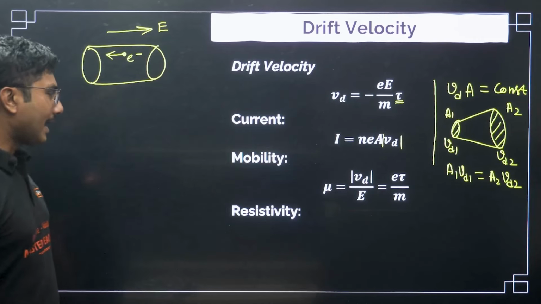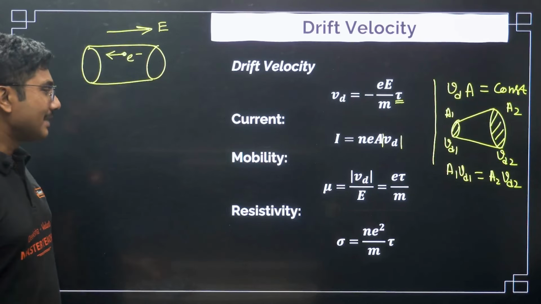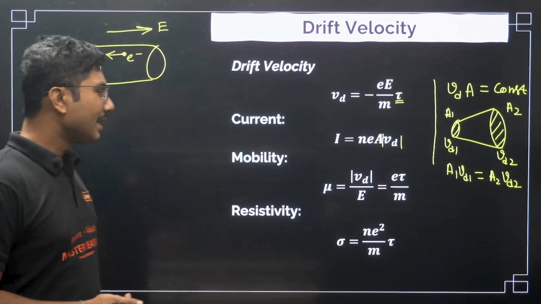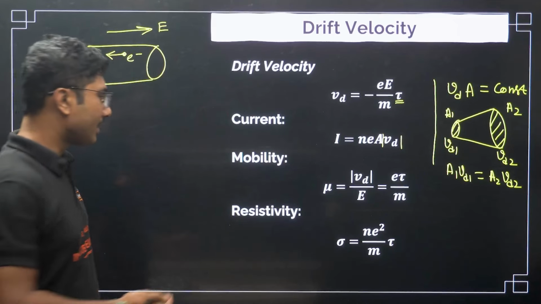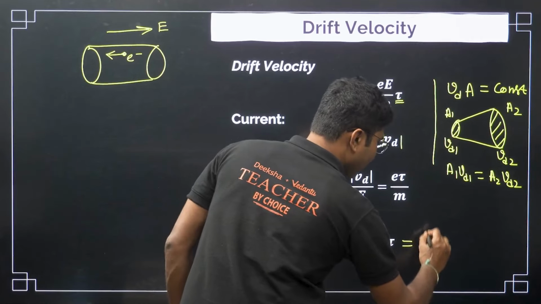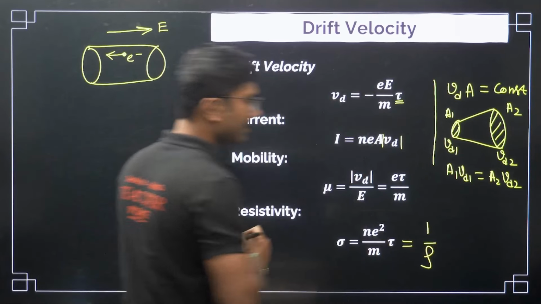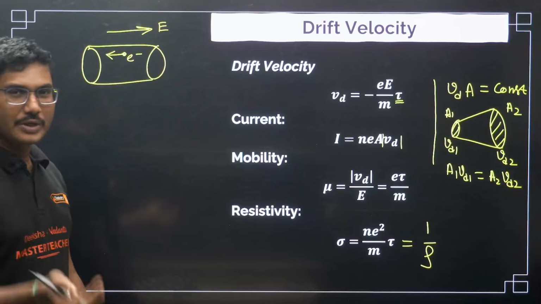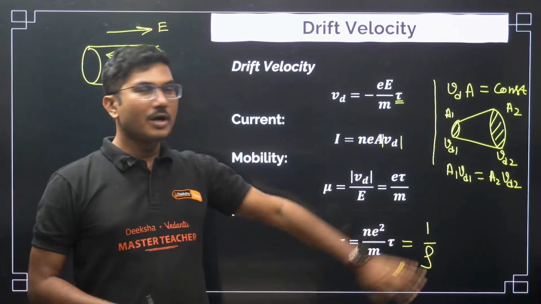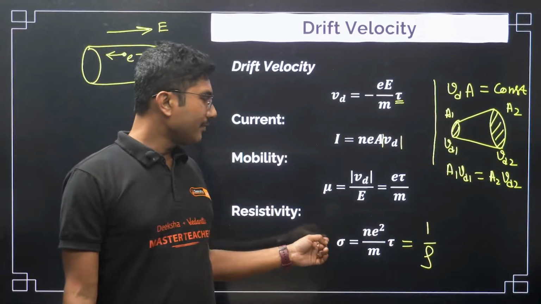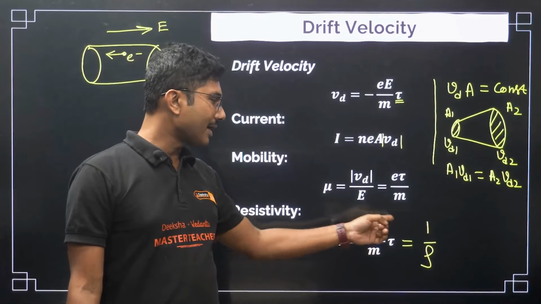Resistivity is given by, this is not actually resistivity, this is conductivity. Resistivity is the opposite of that. Conductivity and resistivity are exactly opposite to each other. The inverse of resistivity is conductivity. So conductivity is given by n e square tau by m.